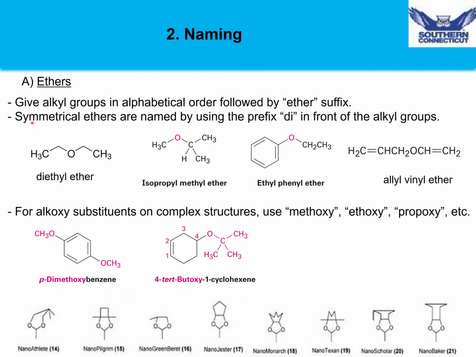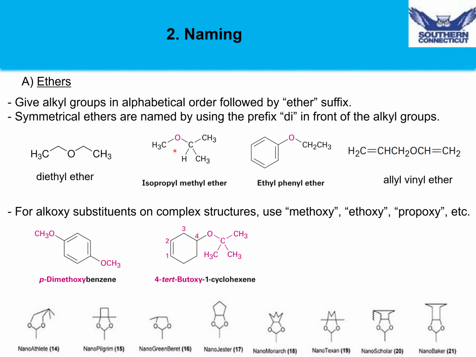Ethers are named by giving the alkyl groups in front of the suffix ether. If the alkyl groups are different, they would be given in alphabetical order. If they're identical, then we use the prefix di in front of the alkyl groups. As an example, diethyl ether contains 2 ethyl groups.